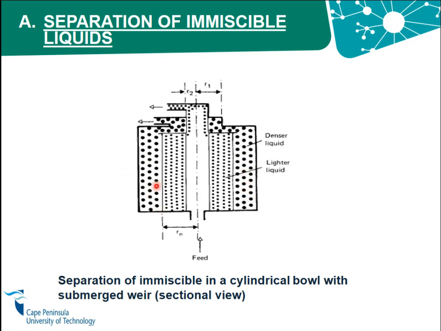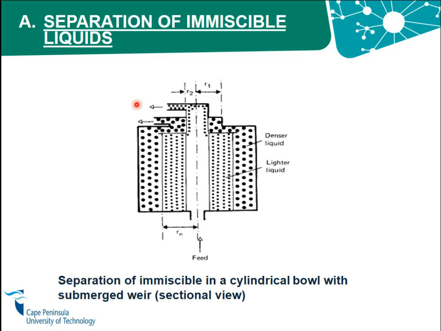But now if we can install here a weir system whereby this is now separated, it goes to its own stream, right? It goes out here, which is the denser liquid, and the lighter liquid is then separated. You see there's a line that separates these two liquids, so this one goes out on this side.